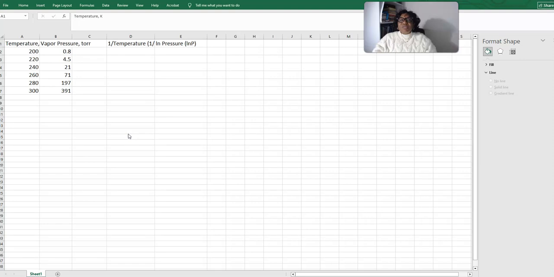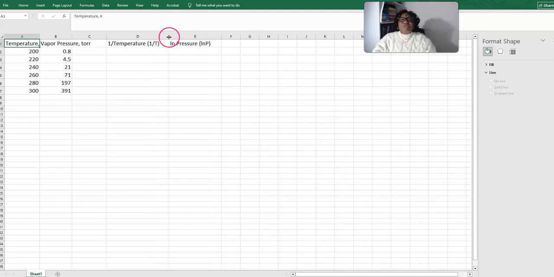But when we use a plot of ln P versus 1 over T, we are going to get a straight line graph, and from there we are going to use it to calculate the heat of vaporization. So let's draw the graphs and let's examine it.